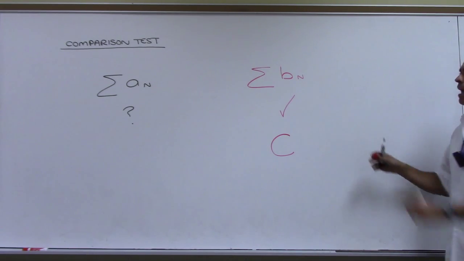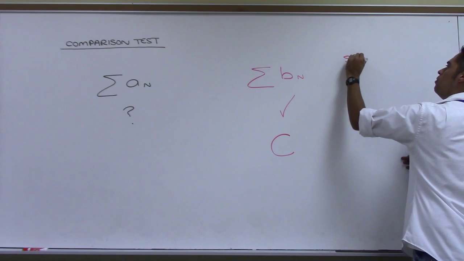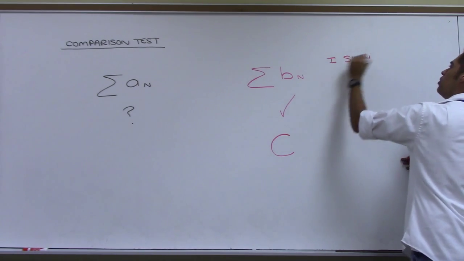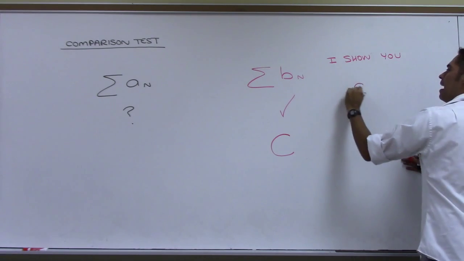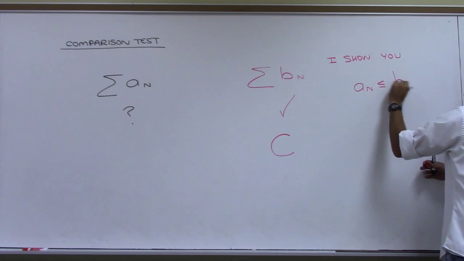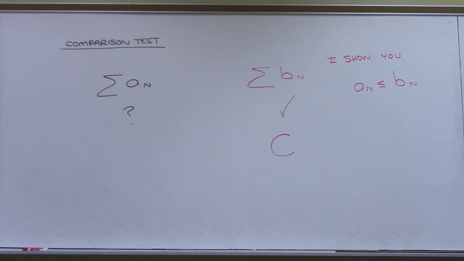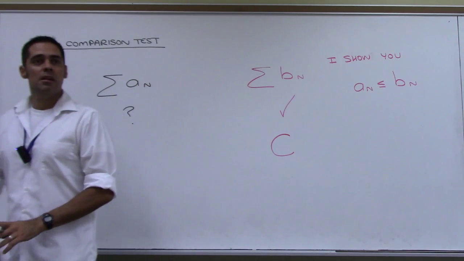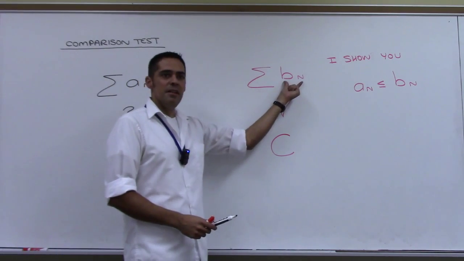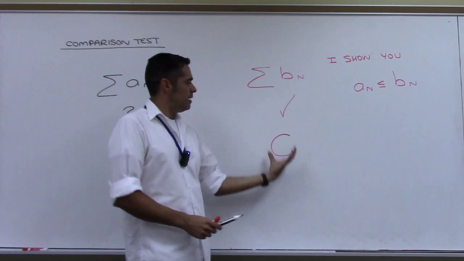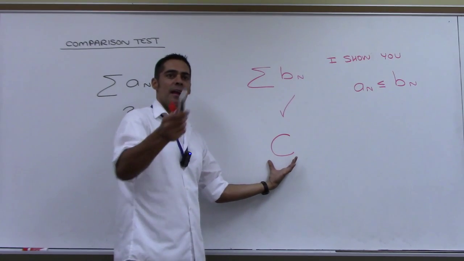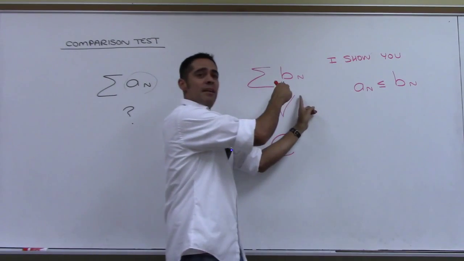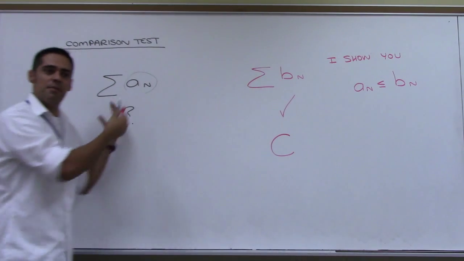And then I show you that a sub n is always less than b sub n. What would you say? That this one has to converge. So it's like, look, if I have all these guys in here, and I add them up, and it comes to be a number, and then I show you that all of these guys are always smaller than all of these guys, then doesn't this have to add up to be a number also?